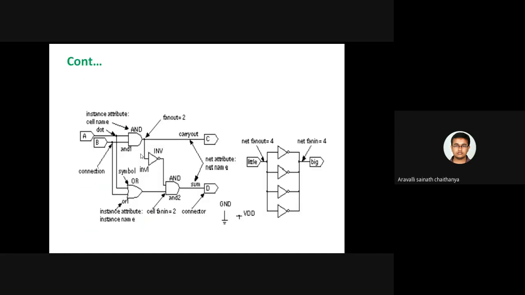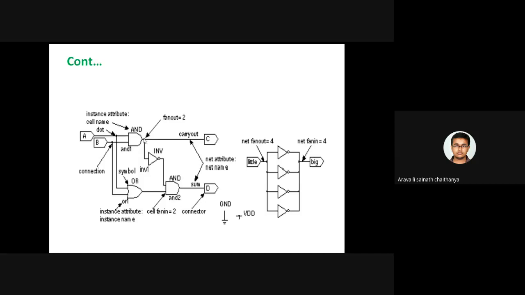This is one module, ma'am. This module has inputs A and B, and outputs C and D. In this module, I have logical gates: two AND gates, one OR gate and one NOT gate. This AND gate and this inverter are connected with a wire. The output of this AND gate is acting as an input for your inverter.